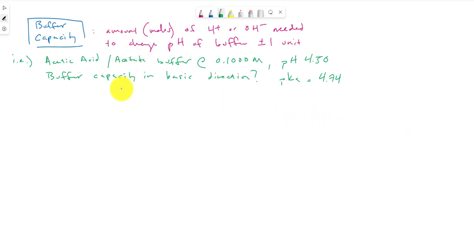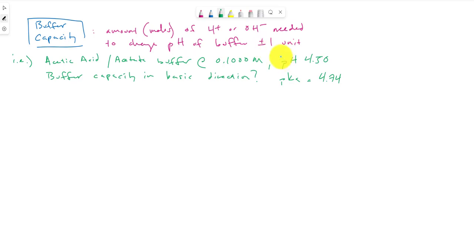So let's use acetic acid and acetate as the buffer system here, which has a pKa of 4.74 and a total buffer concentration of 0.1 molar, and the buffer has a pH of 4.5. And we want to figure out what the buffer capacity is in the basic direction. In other words, how many moles of OH minus can we add to this buffer solution before it changes by 1 full pH unit?